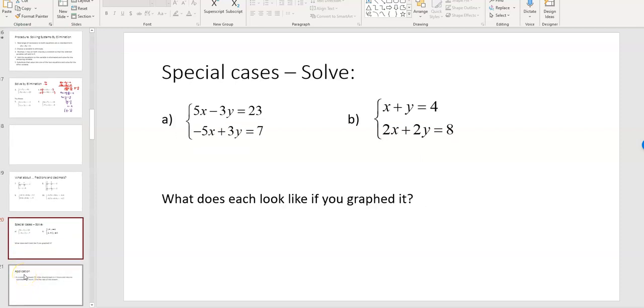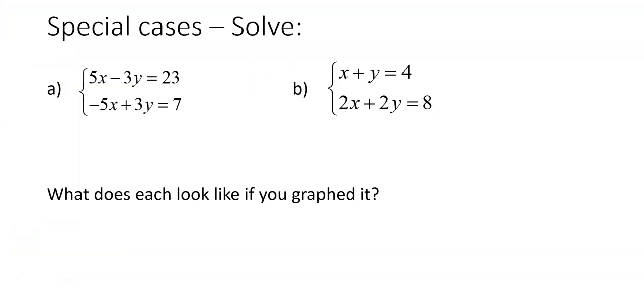All right, here are 2 special cases, and we want to know how to solve them and then what they mean. So that first one there looks pretty simple. Right? If I add them together, 5x minus 5x is 0. Negative 3y plus 3y is 0, so I just get 0. 23 plus 7, though, is 30. And now I got a really weird answer. 0 equals 30. What am I going to do with 0 equals 30?